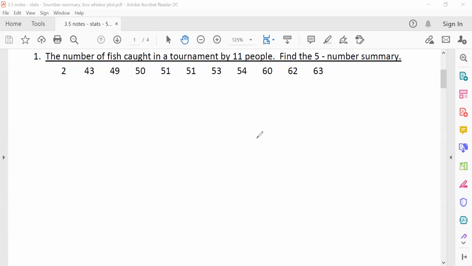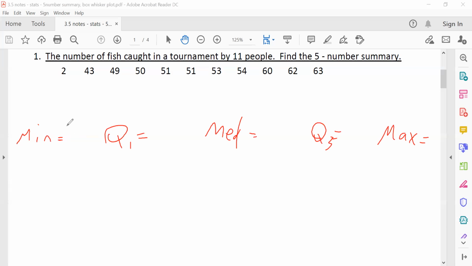So let's see, we want Q1. We want the min, and there's a couple different ways you can display the 5-number summary. The min, sometimes called Q0, the median or Q2, the third quartile, and the maximum value. Once it's all in order, the min is easy. The min is just the smallest value. The max is also easy, the largest value. So putting things in order just makes total sense here.